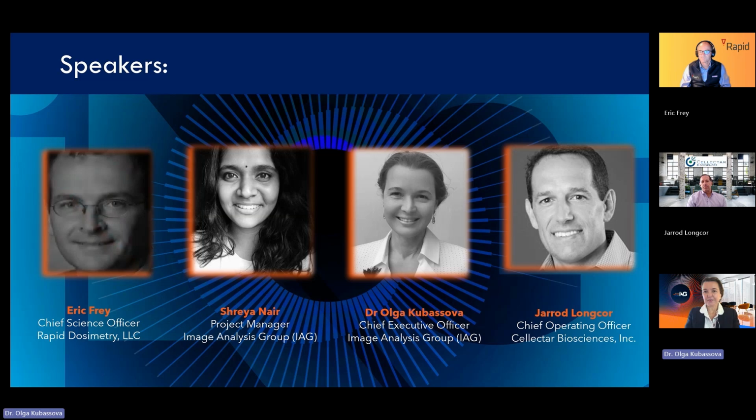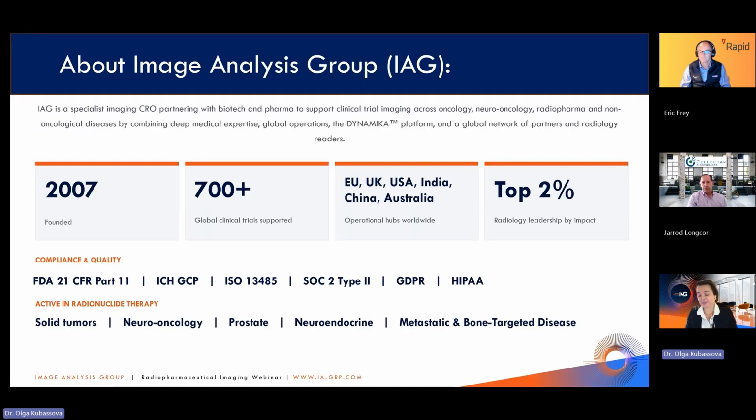So we have the very first guest speaker to start it off, but I first give an introduction about Image Analysis Group. So we are a specialist imaging CRO, partnering with biotech and pharma companies to support clinical trials in imaging across multiple therapeutic areas, which would include oncology, neuro-oncology, radiopharma, and many non-oncological indications. IIG brings with us global operations, so our teams are centered around the world. Technology platform Dynamica for management of imaging data, logistics, and also all of the complicated workflows around dosimetry, radiological review, site management, etc. And of course, we have a great network of partners and radiological readers.